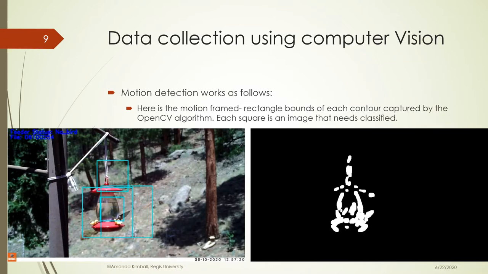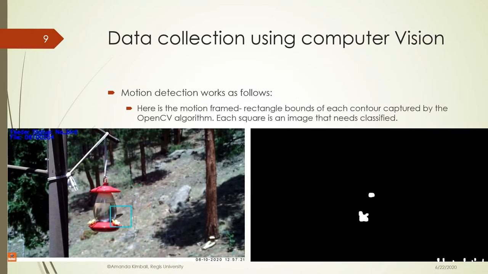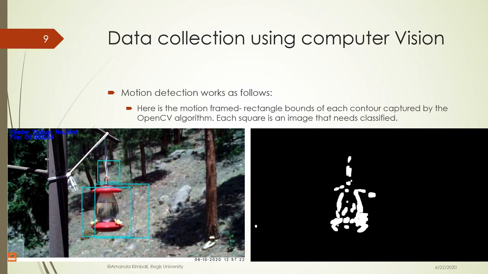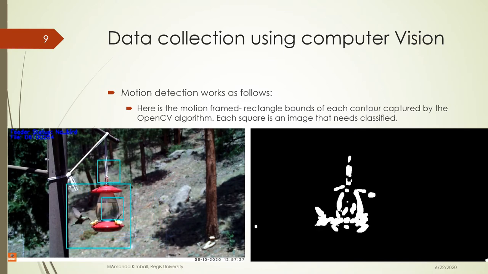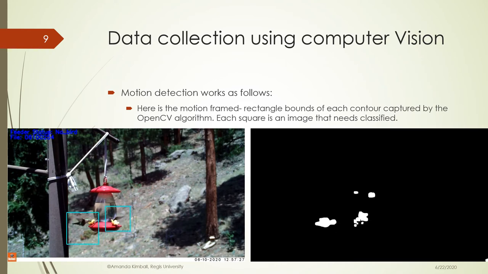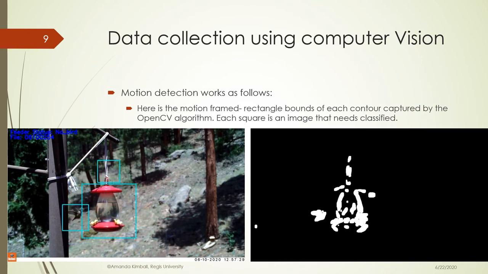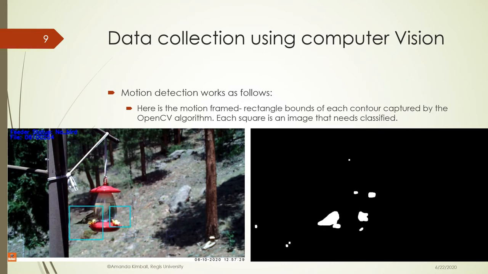The next step in the OpenCV code I used takes a snapshot square around the larger contours. It ignores the smaller specks that are not likely to be birds. You can see those here. Again, here at the bottom of the slide there are bright specks, but there's no square there.